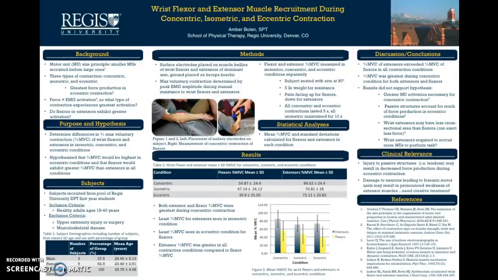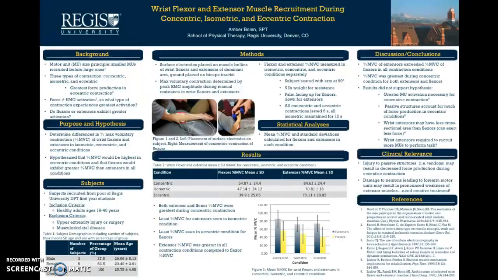Looking through the research, it is found that greater motor unit activation is necessary for concentric contraction. This is because passive structures provide much of the force production in eccentric contraction, leading to less motor unit recruitment needed. Additionally, a study by Lieber et al. found that wrist extensors have less cross-sectional area than flexors, which suggests that they are less able to produce force. Bringing that back into terms of motor unit activation, this could mean that the smallest motor units of the extensors were not sufficient to handle the demand, so more motor units were recruited.